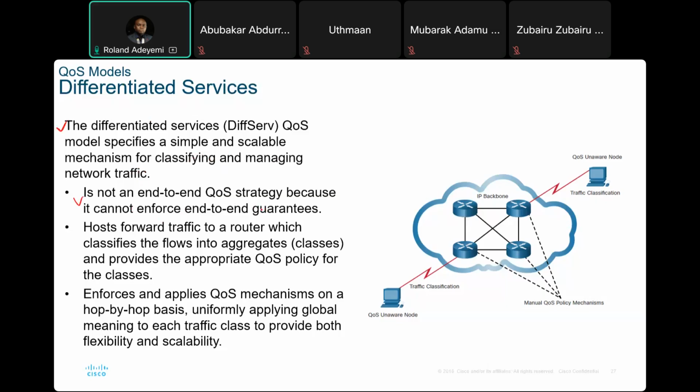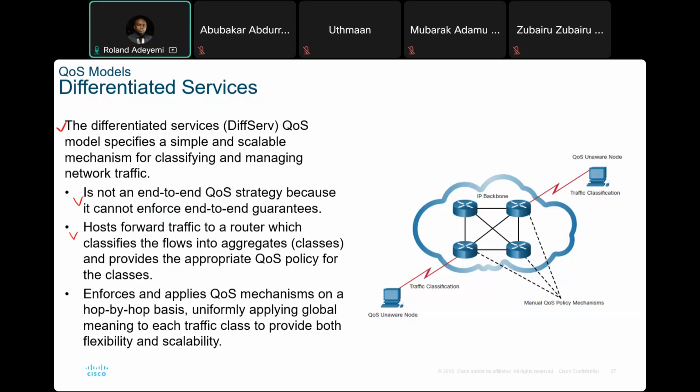Unlike the other one, the integrated services, because it cannot enforce end-to-end guarantees. It is not about hand-to-hand. It is about as you are moving to the next router, they will check how we are supposed to treat you. What do we give to you? What's the policy applied to you? Router to router. Host hands traffic to a router, which classifies the flow into aggregates, classes. We call it classification, and provides the appropriate QoS policy for the classes.